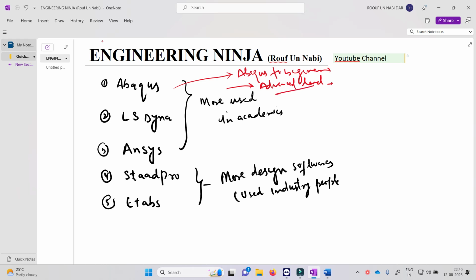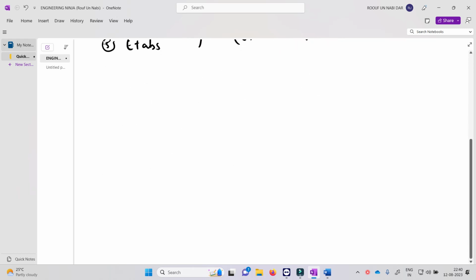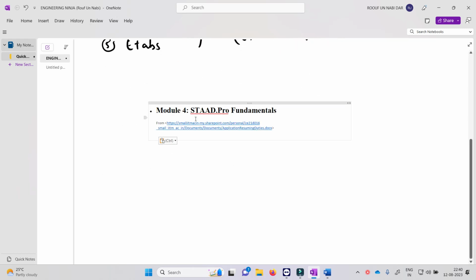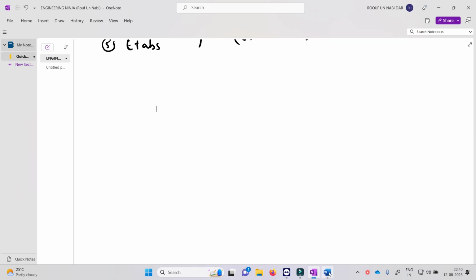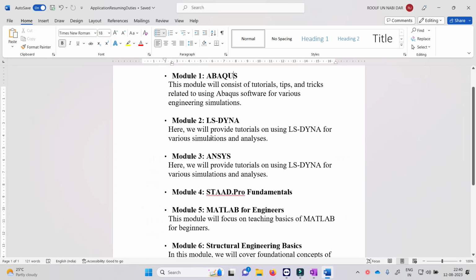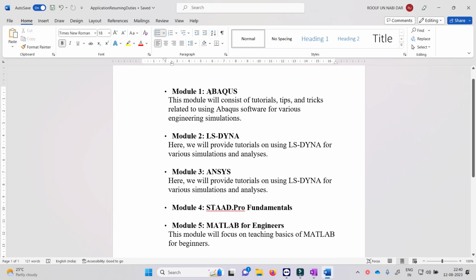Similarly, there will be an advanced level. For LS-DYNA also, there will be LS-DYNA for beginners and advanced level. And similarly for ANSYS, STAAD.Pro and ETABS. So we have devised this whole course in the form of modules. We will have a module 1, Abaqus. This will consist of tutorials, tips, tricks related to using Abaqus software for various engineering simulations.